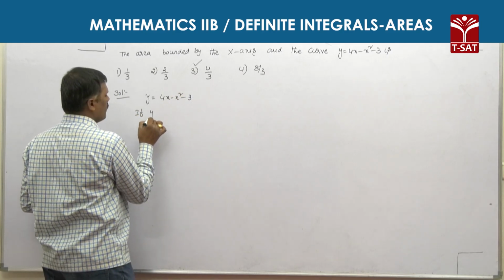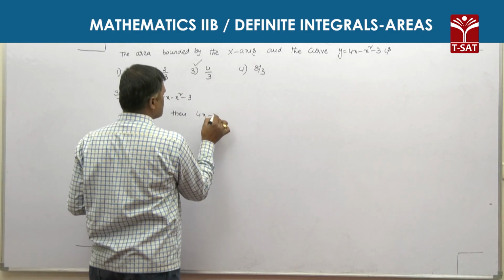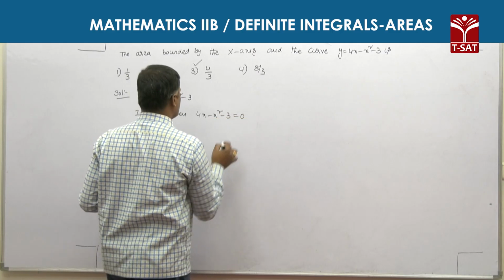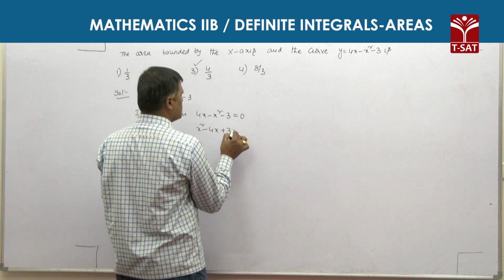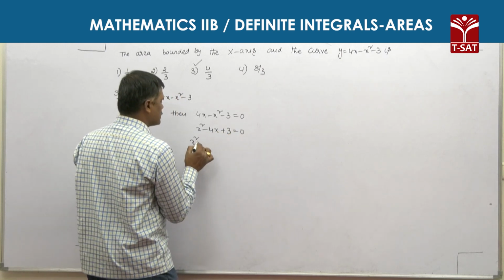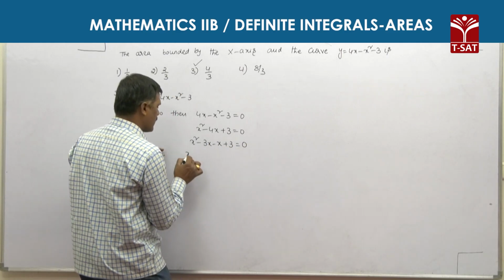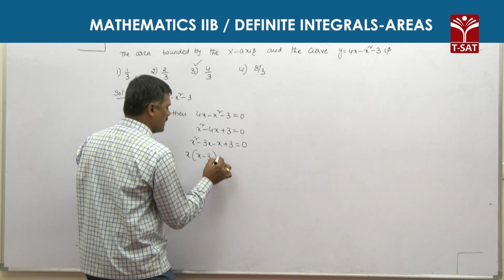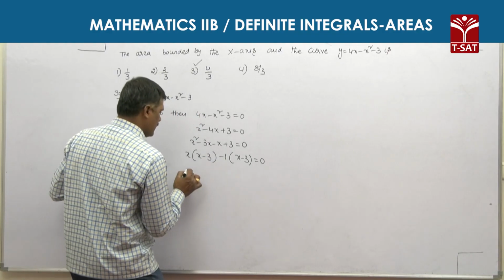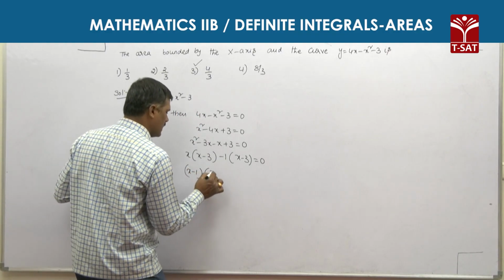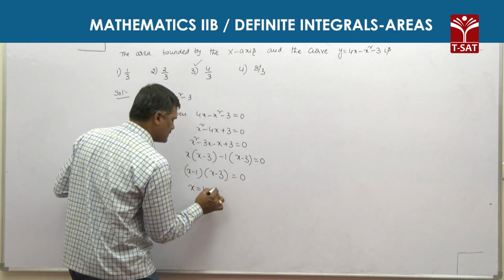So the first given curve is y is equal to 4x minus x square minus 3. If y is equal to 0, then 4x minus x square minus 3 is equal to 0. Now x square minus 4x plus 3 is equal to 0. Factors: x square minus 3x minus x plus 3 is equal to 0. We can take x common, x minus 3, minus 1 common, x minus 3 is equal to 0. x minus 1 into x minus 3 is equal to 0. x is equal to 1, x is equal to 3.